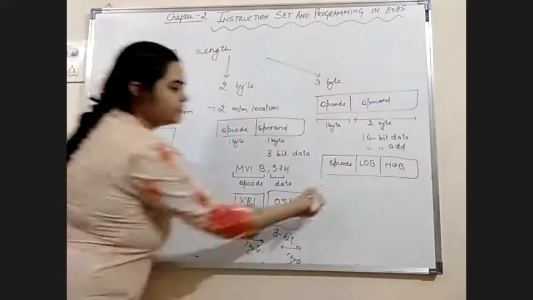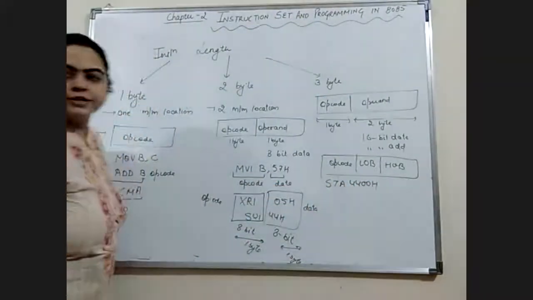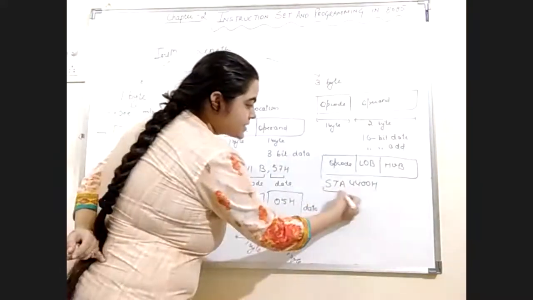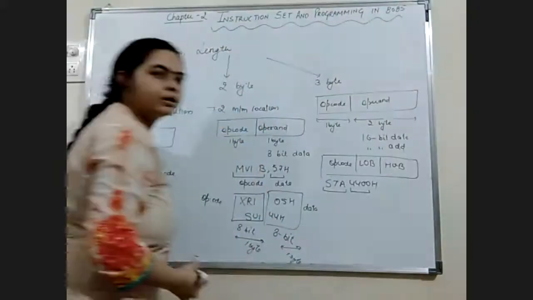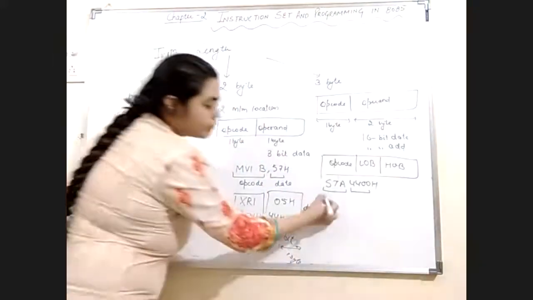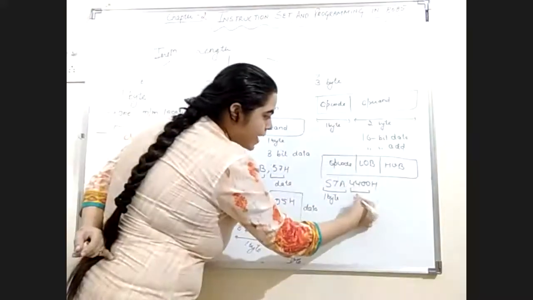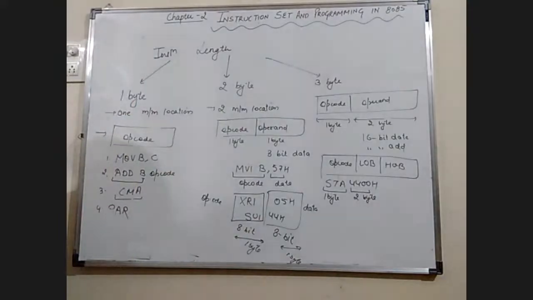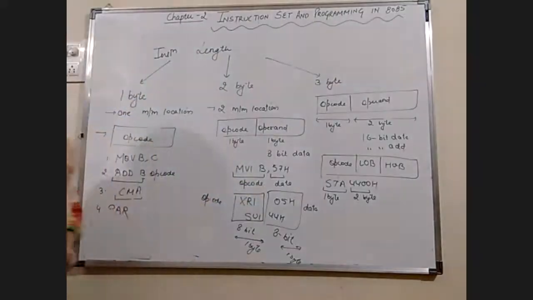For example, we have an instruction STA 4400H. In this instruction, STA is the opcode, while this is a 16-bit address. So 1 byte is used to store the opcode, that is STA, and 2 bytes are used to store this 16-bit address. A 16-bit address uses 2 bytes of memory to store.